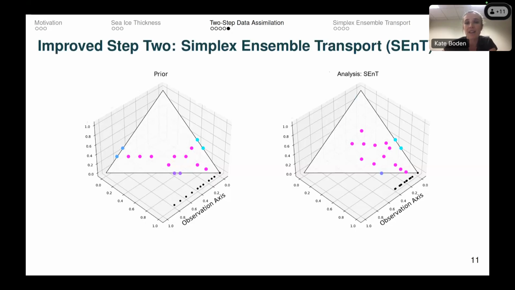But to entice you as to what we can do with our algorithm, we can actually pull some of these ensemble members into the interior or even onto the boundary if that's more representative of what should be happening. So I'm showing you the same prior, and here again are your observations. This is what would happen in step 1, but now we've actually been able to pull these two ensemble members into the interior of the domain.